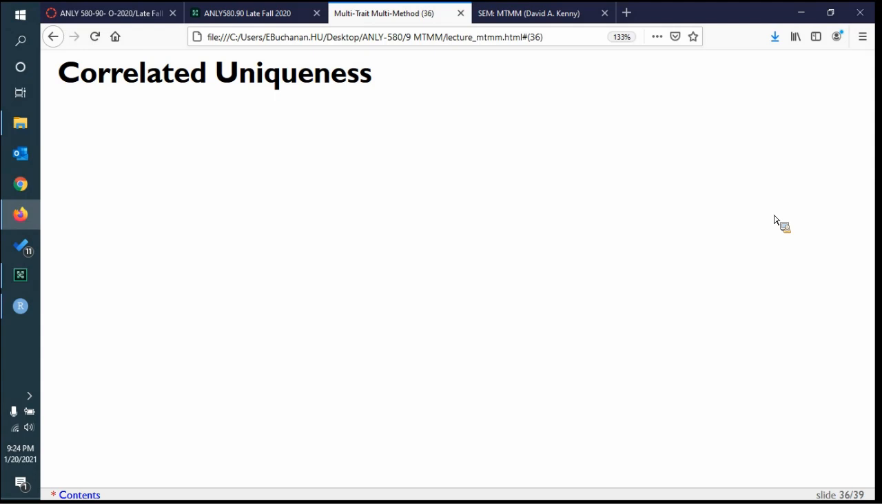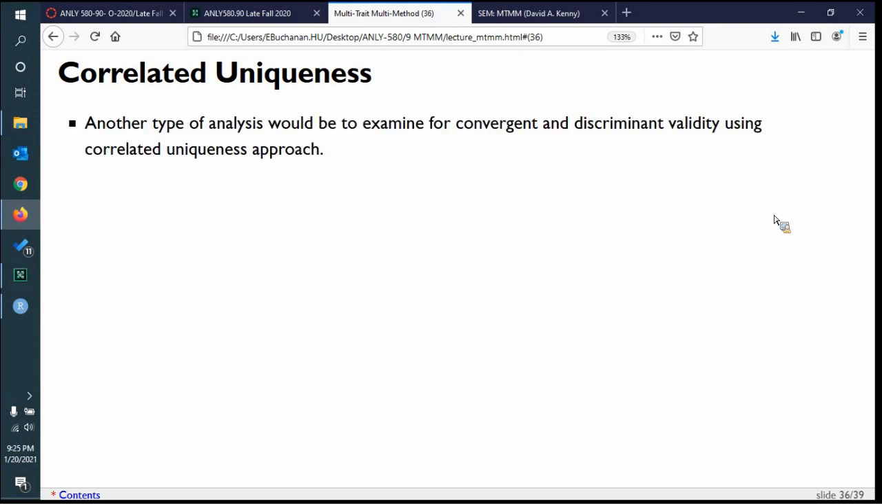Now those are the Widaman kind of steps. The other way that we can do this is correlated uniqueness. Now I find correlated uniqueness a big old pain to program. But if my first step, model 1, in the Widaman steps does not run, this might be my answer. Now, I've investigated and figured out that the reason mine has kind of got the hiccups is because I need to rethink the latent variables. So that's a different problem. But we could think about convergent and discriminant validity, the same questions, using a correlated uniqueness approach.